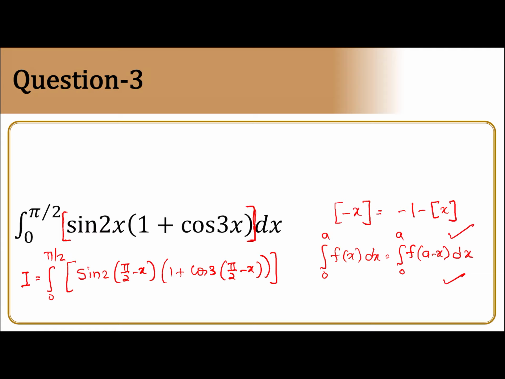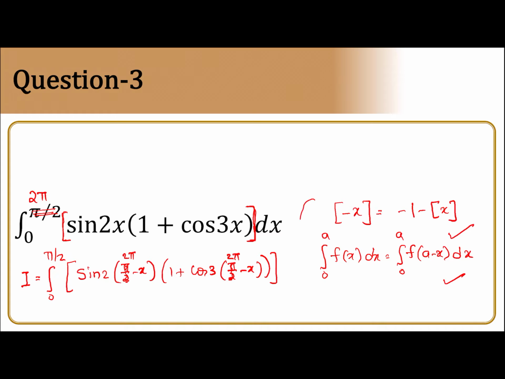I think there is a mistake. The problem is 0 to 2 pi. Here this is 0 to 2 pi. There's a mistake. Sorry. This is 2 pi, and this is 2 pi. There's a mistake in the problem. So 0 to 2 pi, greatest integer of sine 2x into 1 plus cos 2x.